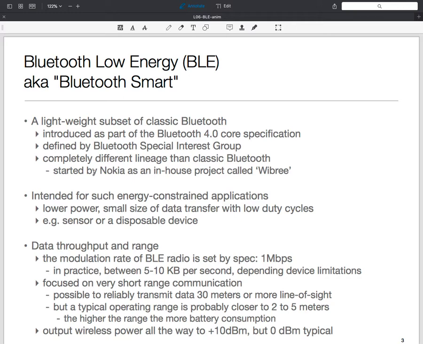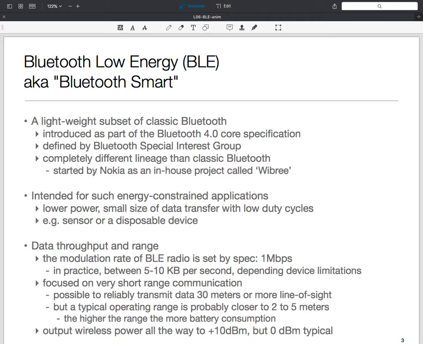I think most of the stuff I've already said. The modulation rate of the BLE radio is 1 megabit per second. This is the underlying rate at which the bits go over the channel. In practice, you are going to get some, let's say, 100 kilobits per second. Lots of factors come into play.